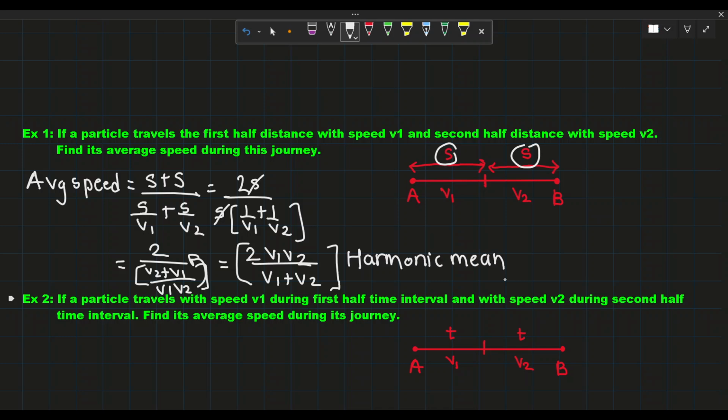We'll have to use this formula when equal distances are given. Okay, we'll have to keep this in mind. When equal distances are given, we'll have to use the formula 2 v1 v2 upon v1 plus v2.